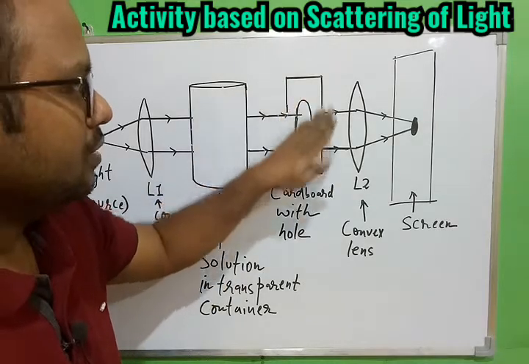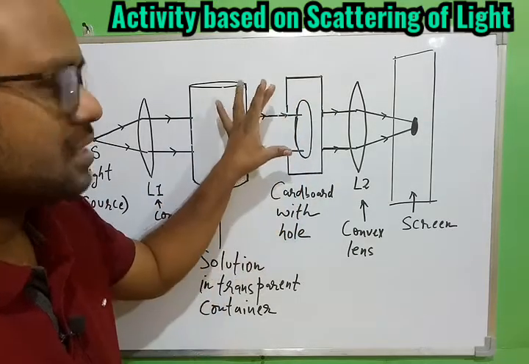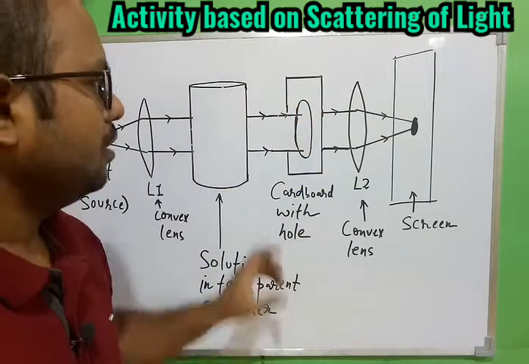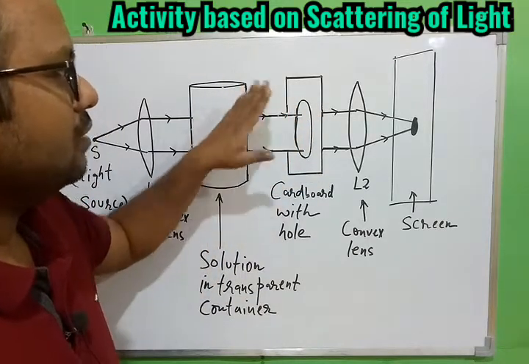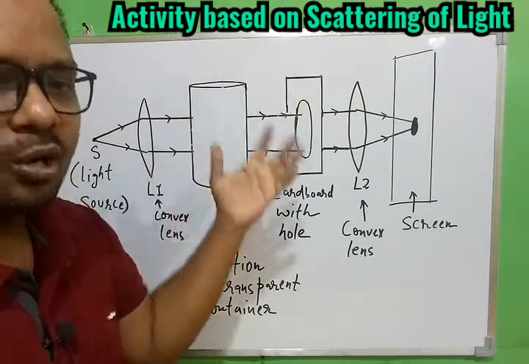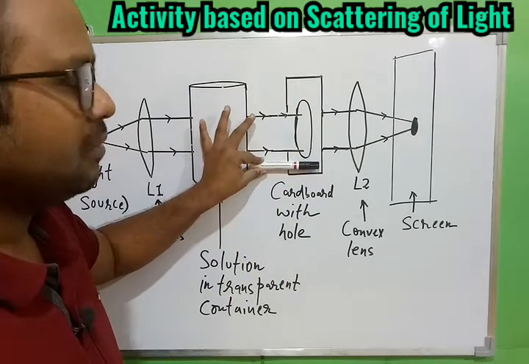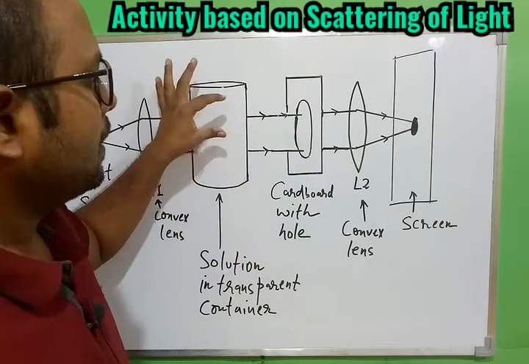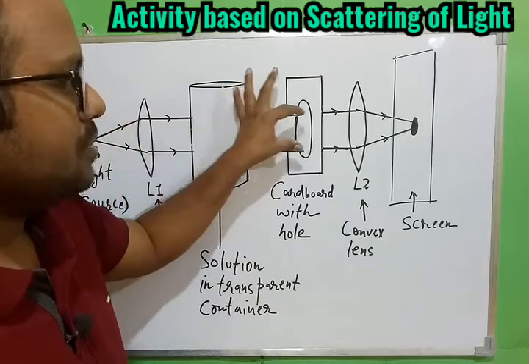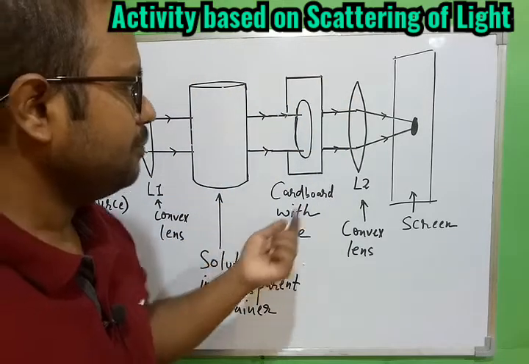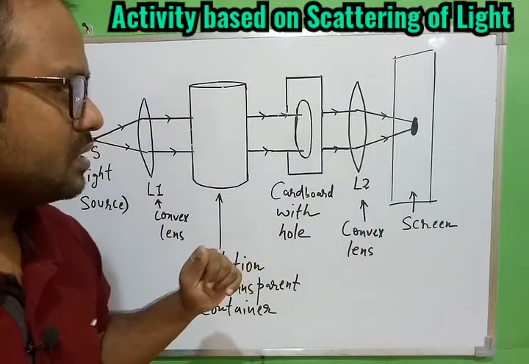There is a cardboard, and in the cardboard at the center there is a hole so that the light can pass through this particular hole at the center, and the rest of the light is blocked by the cardboard. So we want the light coming in this direction to be blocked, and only the rays of light from the center to be allowed to pass through this cardboard. That is the purpose of the cardboard. And another, this is the second convex lens.